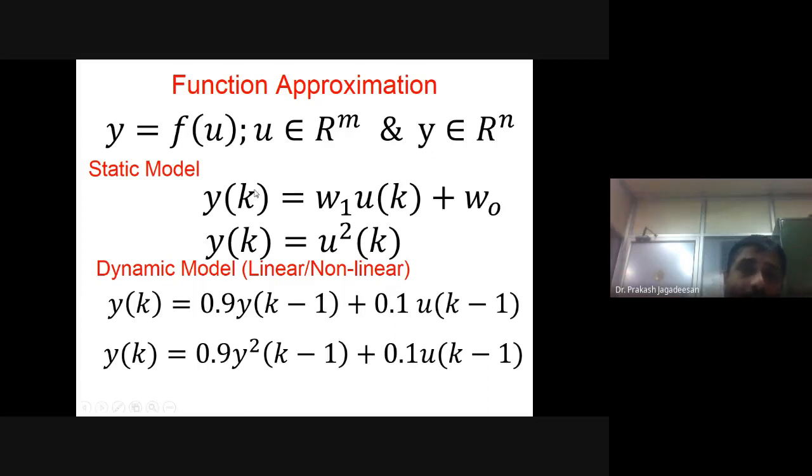This f may not be an explicit relationship like this. This f could be a neural network model which relates input and output. So it need not be like y of k is u squared of k, but I'll try to capture this u squared of k with the help of a neural network or a deep neural network. So our focus is basically on function approximation. We don't know this f, and our interest is to approximate this unknown function f using the input output data.